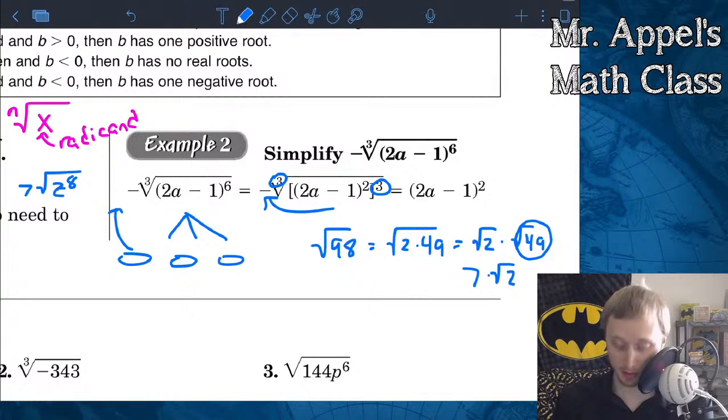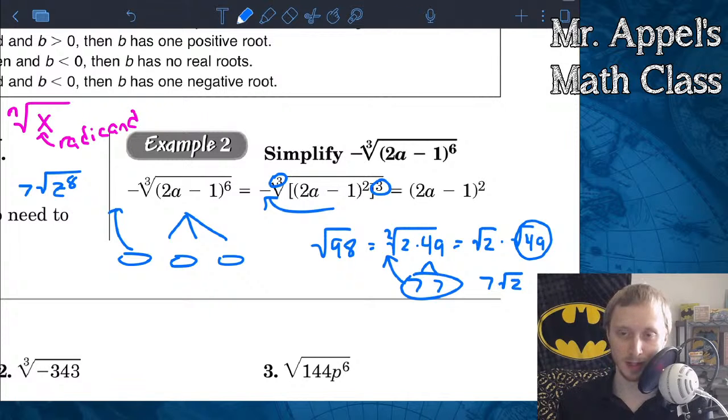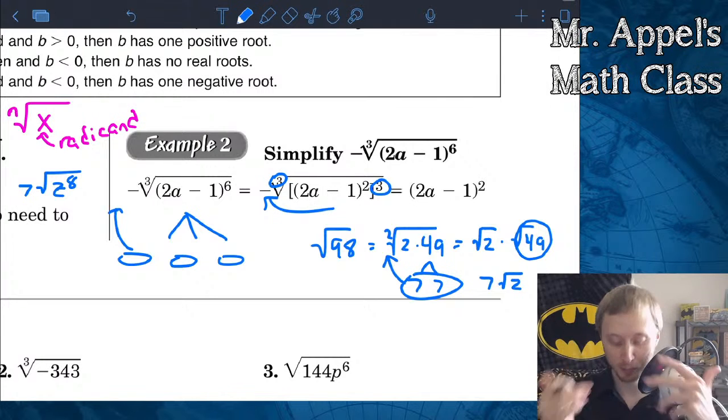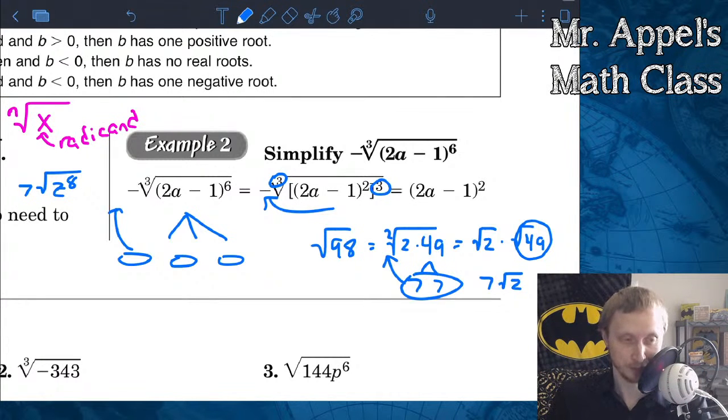2 stays inside. Or we can think of it as I often do: 49 breaks into 2 7s. I need pairs. So here's a pair of 7s. Put the 7s up front. Leave the 2 inside. 7 in front, 2 stays in the radical. 7 root 2. Right? However you want to think about it. There's different approaches to this, okay, depending on what makes more sense based on implementation.